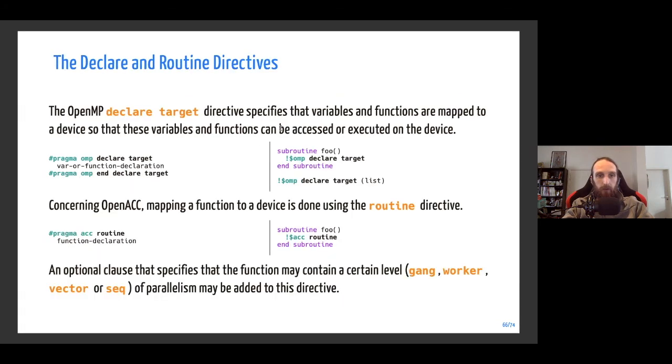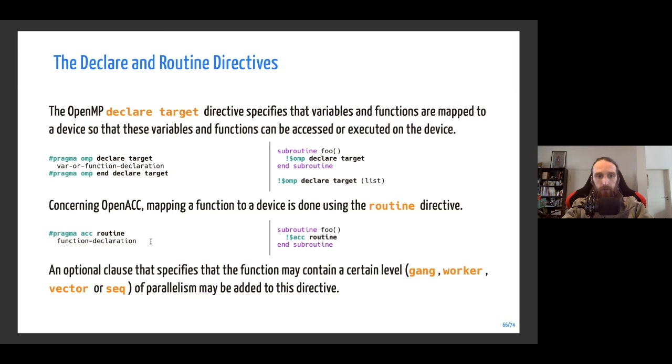So this is a summary of what we have just discussed. With OpenMP, you use the declare target directive to specify that the variable or function should be mapped to the device, and this variable or function can be accessed and executed on this device. So it's just to say, okay, this code and these variables should be available on the GPU. You declare a function or, for example, global variables using this kind of directive.